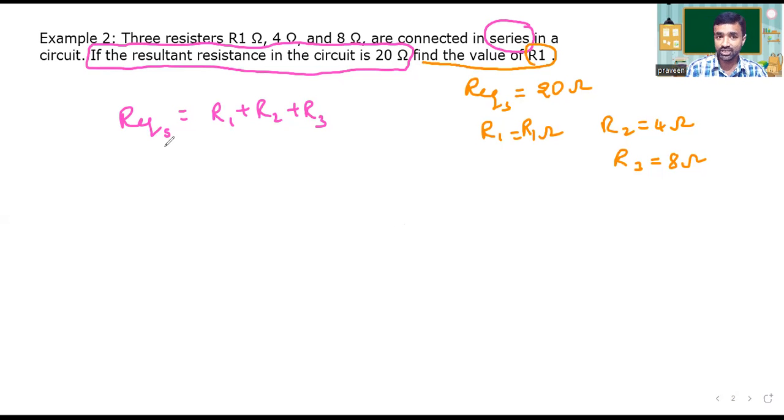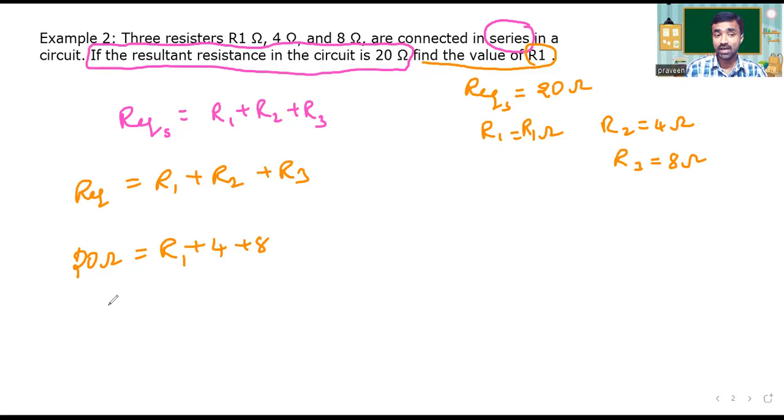R equivalent in series combination will be given as the sum R1 plus R2 plus R3. So that resultant resistance R equivalent, I am substituting here as 20 ohms, equal to R1, which is the unknown, plus R2 given as 4 plus 4, then R3 given as 8. So what will I get? R1 is equal to 20 ohms minus 4 plus 8, which is 12.